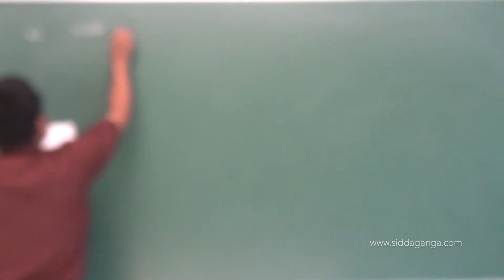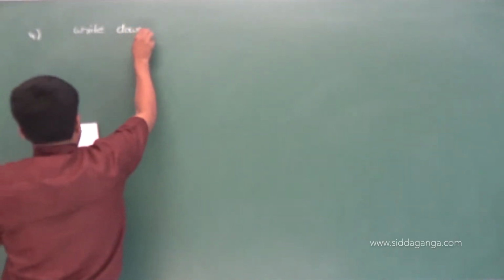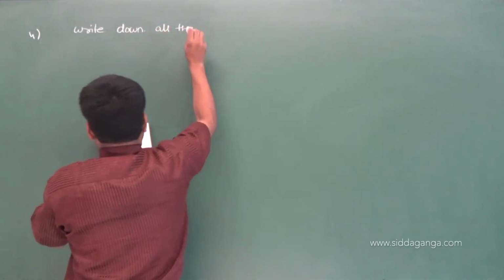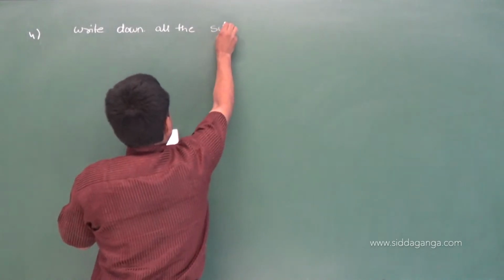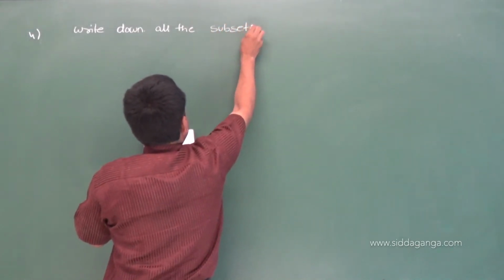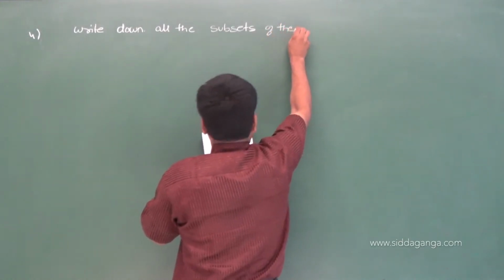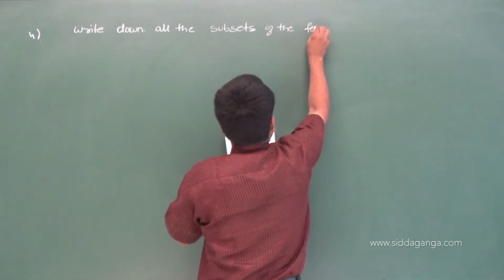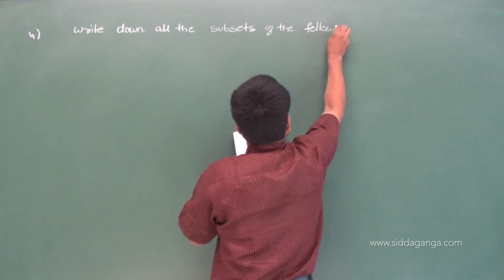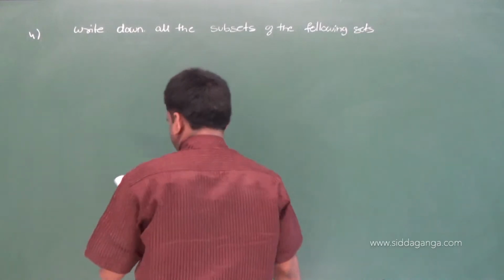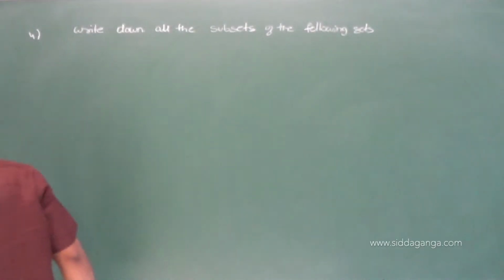Fourth main, write down all the subsets. Write down all the subsets of the following sets.